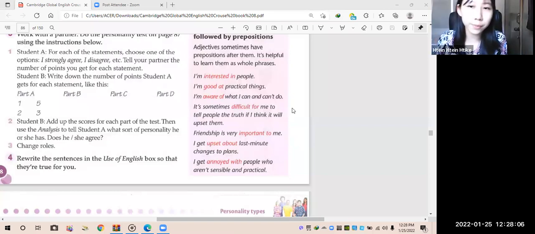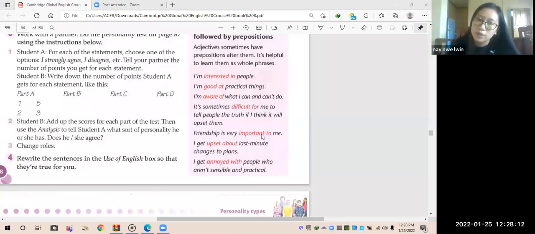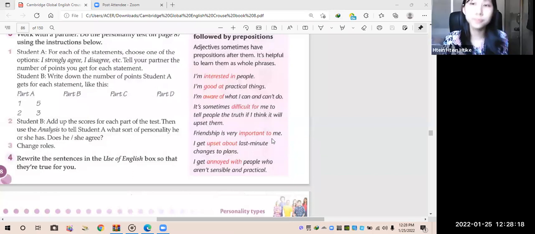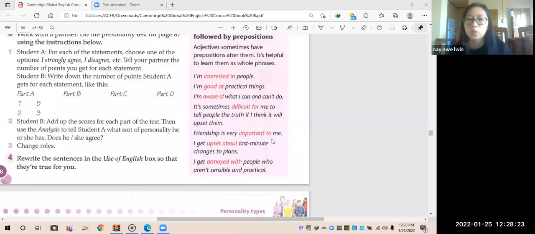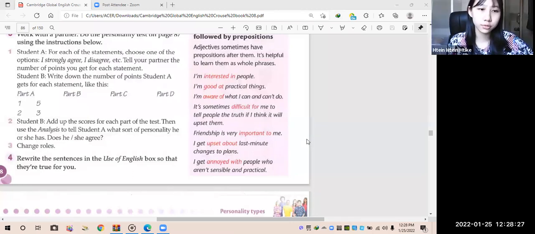Teacher, can I use important for me? Important, no important for. We have to use only important to. That is important to me, not important for me. That is important to me. So that is a fixed expression. So important to. Yes, teacher. Is there any question?